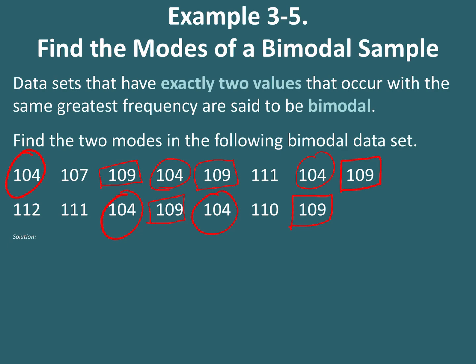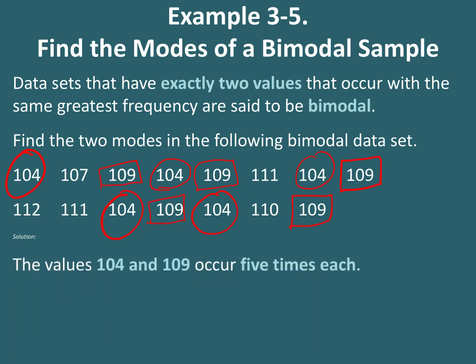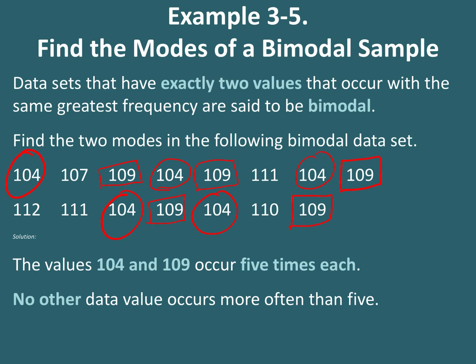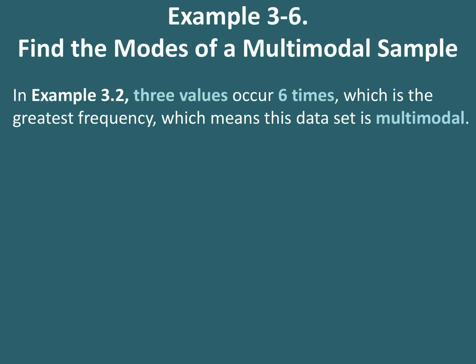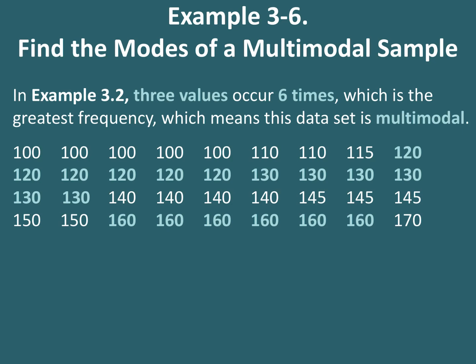Since they both repeat at the greatest frequency of 5 times, and no other data value occurs more than 5 times, 104 and 109 are the modes. In a previous example, there were 3 values that occurred 6 times, which is the greatest frequency, which means this dataset is multimodal. Again, notice here, 120 repeats 6 times, 130 repeats 6 times, and 160 also repeats 6 times.